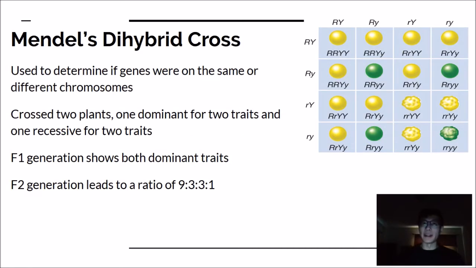So then Mendel made it a little bit more complicated, and he did what's known as a dihybrid cross. So instead of looking at one characteristic, we're now looking at two characteristics. And so these dihybrid crosses are very useful because they're able to basically look at whether characteristics are on the same chromosome or different chromosomes, or in an even broader way, whether those genes are going to be on the same chromosome or on different chromosomes. So what he did was he crossed two plants, one dominant for two traits and one recessive for two traits. And the result was that the F1 generation all showed both dominant traits.